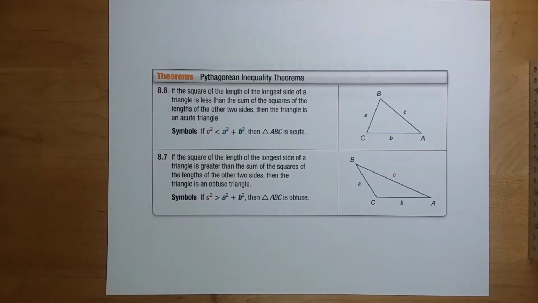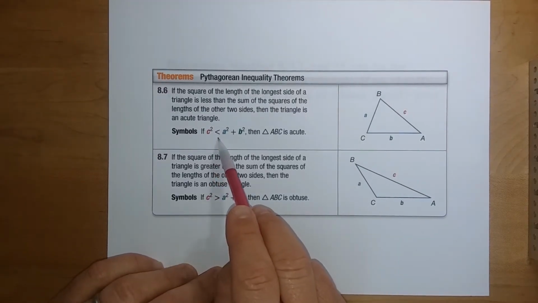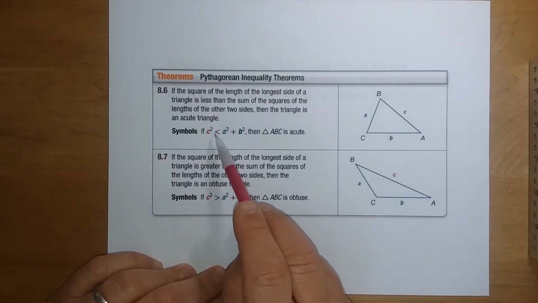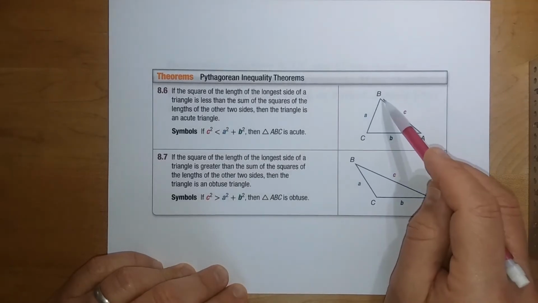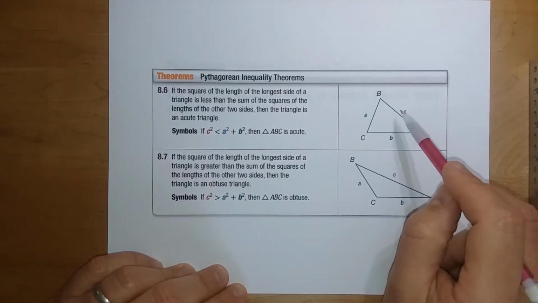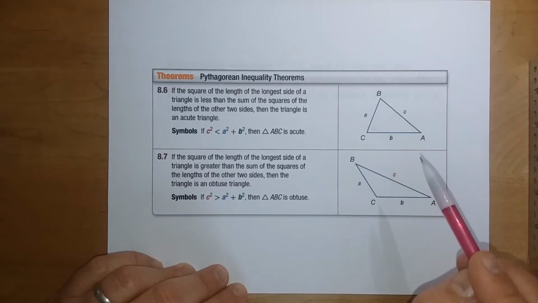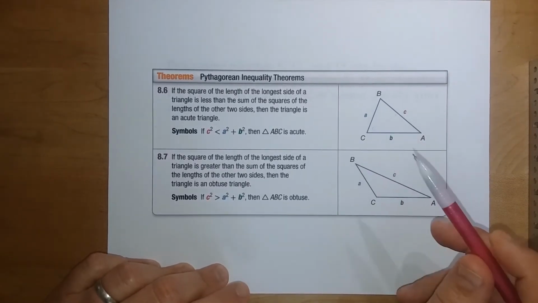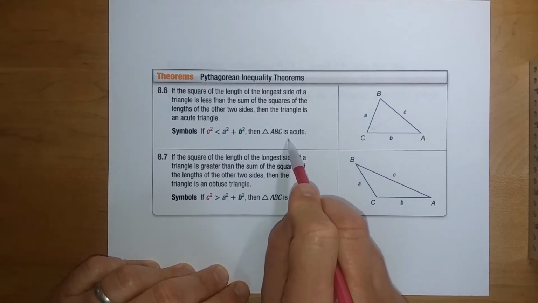From that, we can look at Pythagorean inequality theorems. What if we plug in those three values for the lengths of the sides of our triangle, and we find that c squared does not equal a squared plus b squared? In fact, c squared is less than a squared plus b squared. Well, that tells us that this side c is too short to be the hypotenuse of a right triangle. And that means that this angle across from it must be too small to be a 90-degree angle. And therefore, that triangle is going to be acute.